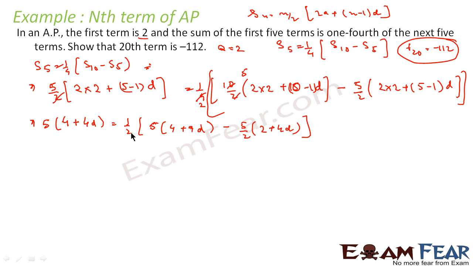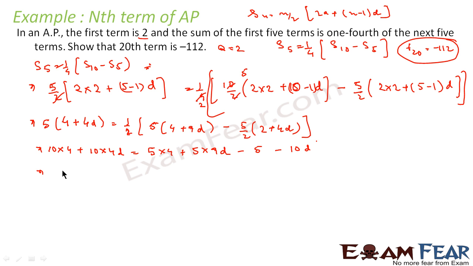So we can multiply this by 2 here. This becomes 10 into 4 plus 10 into 4D, and this is equal to 5 into 4 plus 5 into 9D minus 5/2 into 2 minus 5/2 into 4D, which is 10D. 5/2 into 4D is 10D. So this is what we have got. So let's solve this again.